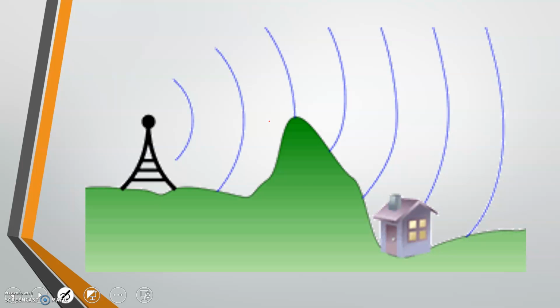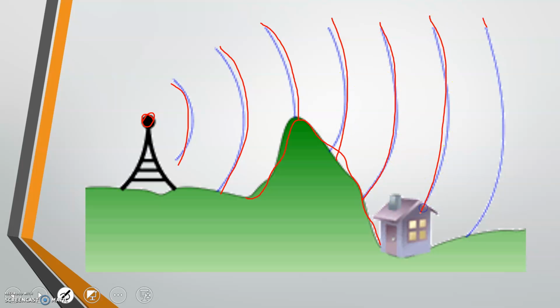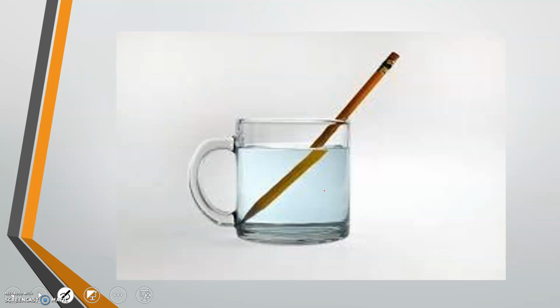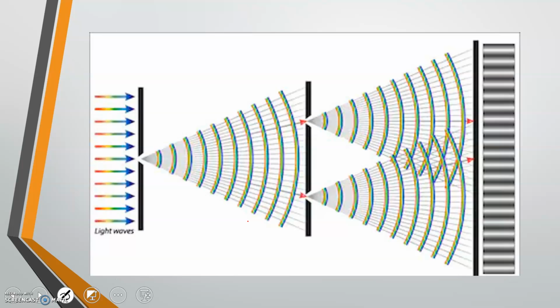What about this image? You have some sort of tower that's releasing signals, and as the signals are traveling, it's hitting some sort of hill or obstacle. But it continues to travel, and it does end up reaching this house, even though there was some sort of obstacle here. Yes, this should be diffraction. All right, what about the pencil in the cup? We did talk about this example. The pencil looks bent, so it's the bending of a wave, so it is refraction.